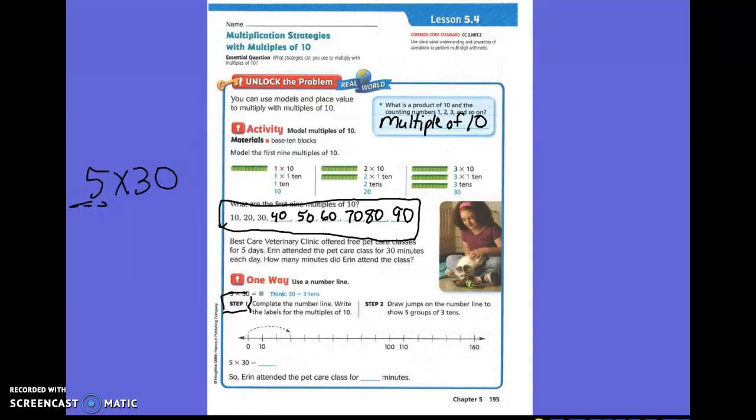What does the 5 mean when I'm doing a number line? It doesn't mean you count by 5s, it means 5 jumps. 30 means you are going to jump 30. But they're counting by 10s down here, so let's put 10s. Let's write in all the other numbers for this number line. So that's 10, this should be 20, then 30, then 40, 50, 60, 70, 80, 90, 100, 110, 120, 130, 140, 150.